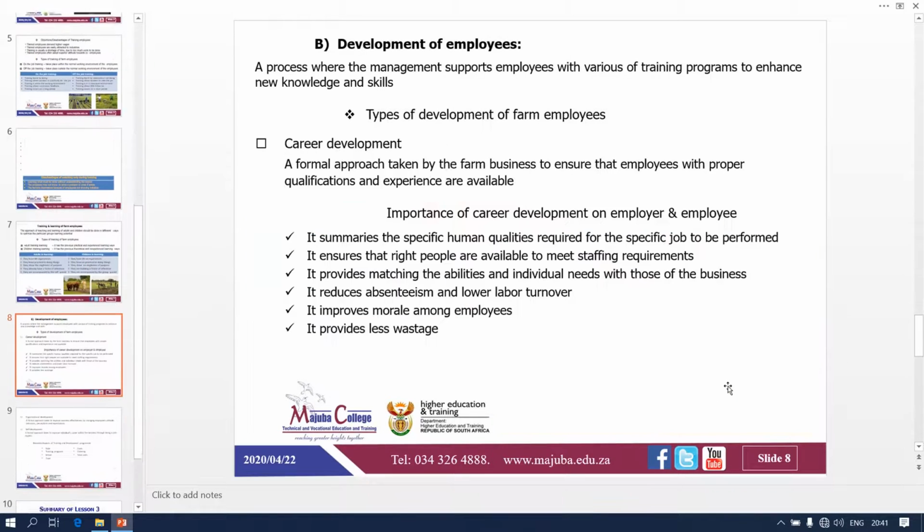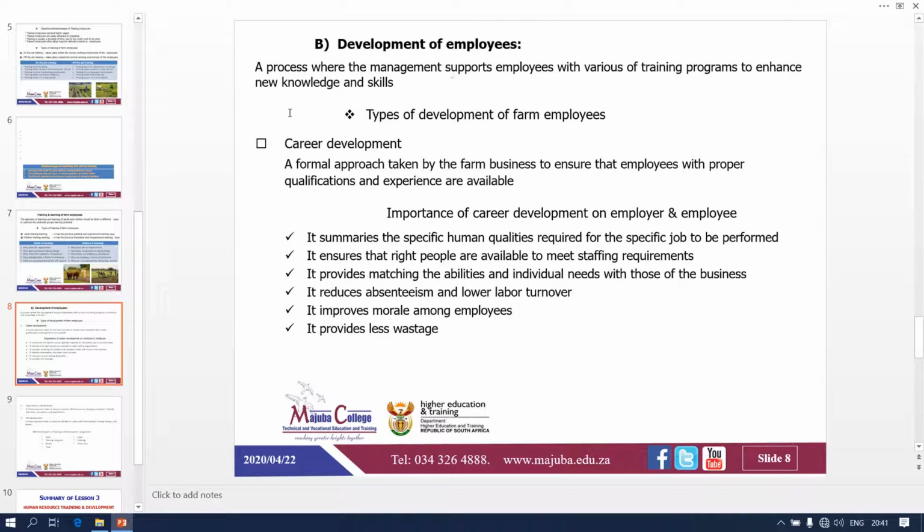Okay, let's move to the next one. Development of employees. A process where the management supports employees, remember the manager or the employer, supports employees with various training programs to enhance new skills and knowledge. The first one will be career development, which is a formal approach taken by the farm business to ensure that employees with proper qualification and experience are available. This is what career development is for a business in terms of employees, right?